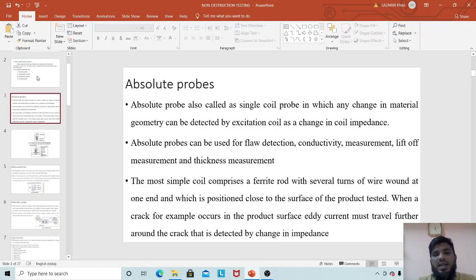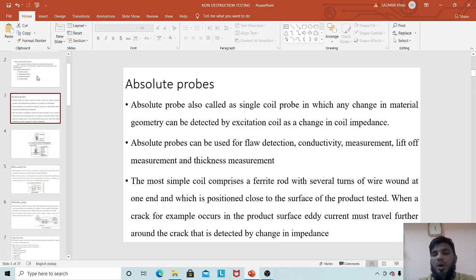Because of that eddy current, there will be generation of a small impedance between the exciting coil, that is the primary coil, and the secondary coil. So we will see that. When the secondary coil is sending some amount of current to the primary coil, there will be resistance or impedance created between these two. Because of that, we can find the difference between the two currents and identify the crack or flaws present. So absolute probes can generally be used for flaw identification.